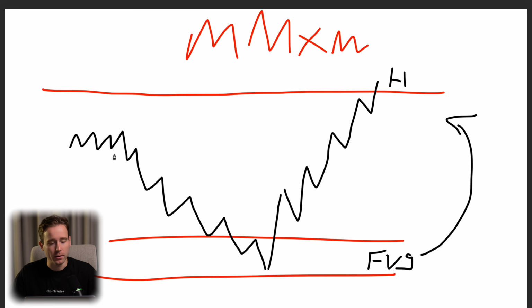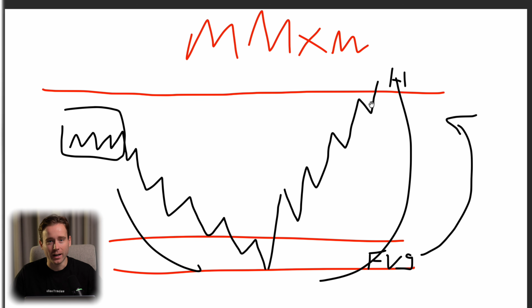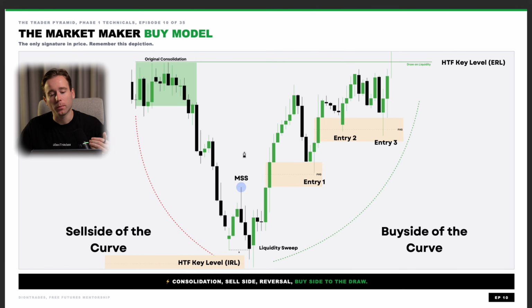This is the base schematic, how we go from internal to external. But we need to address some elements here, because here's an element, there's elements there. Let's dive into that right now. Because here's the same market maker model, but then on a real chart. And we go from internal to external.